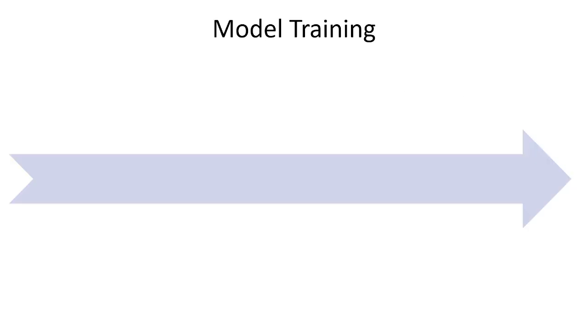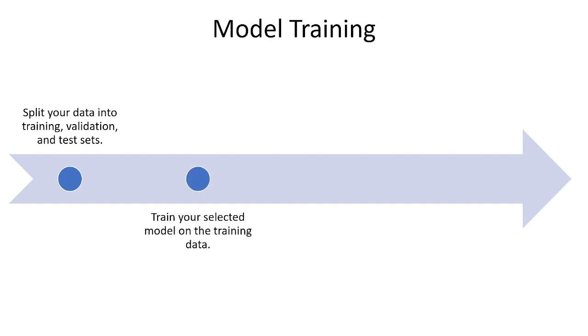Now we'll discuss model training. After selecting the model, suppose you have selected a Naive Bayes classification model for your spam detection use case. Whatever data set you got, let's say in your spam data set you have 100 spam and 200 ham messages. Then you will split that data into training, validation, and testing sets. Then you have to train your selected model on the training data.